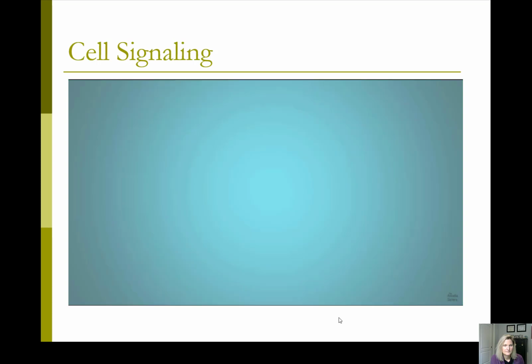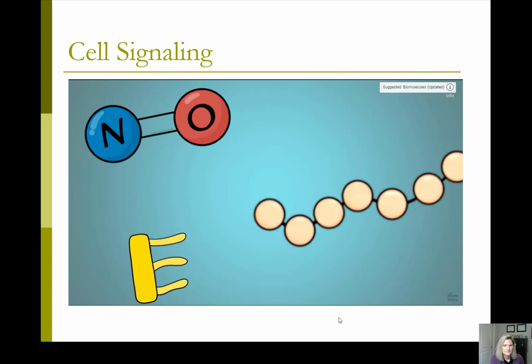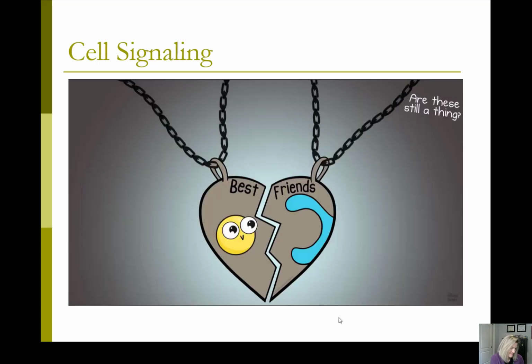Signal molecules can be a variety of things, such as gas molecules or hydrophobic biomolecules like lipids or hydrophilic biomolecules like some kinds of proteins. But ligands are generally smaller than the receptors they bind. Ligands and receptors can have a very specific fit as well.